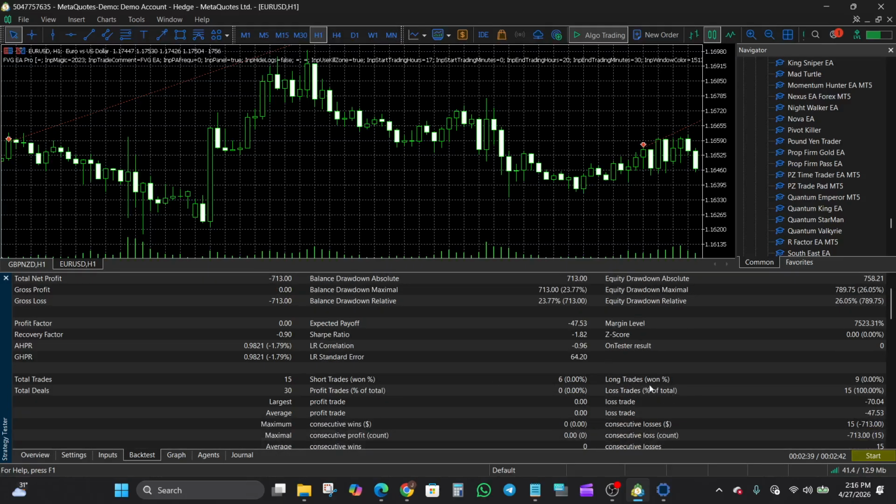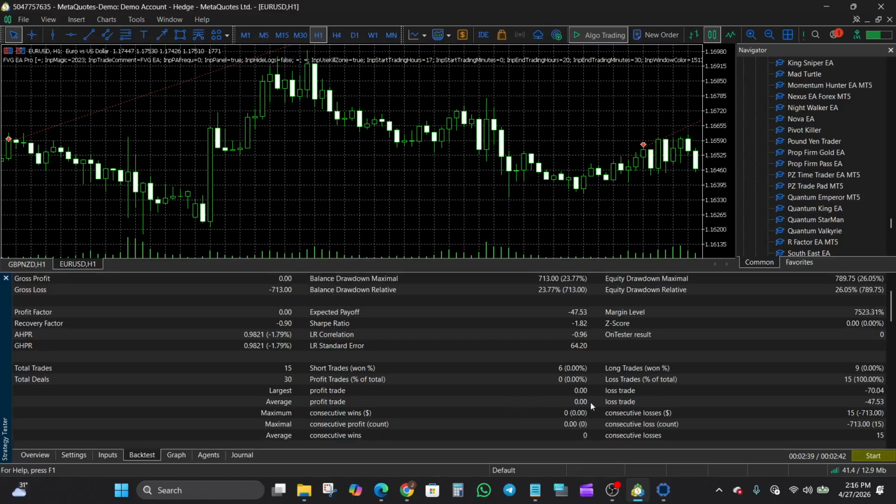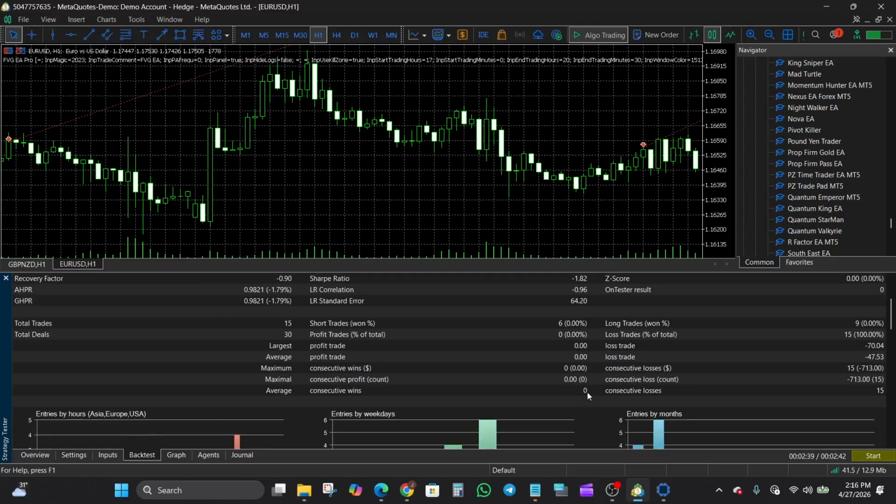So what that means is that all the trades taken were losing trades. We can see that there was no single profitable trade out of the 15. The largest losing trade was $70. The average losing trade was $47.53, right? So if you plan to use this EA, you really need to optimize it based on your own strategy and environment.